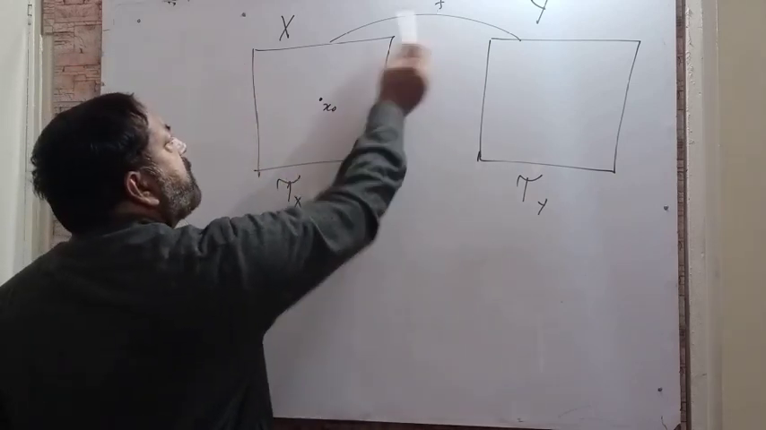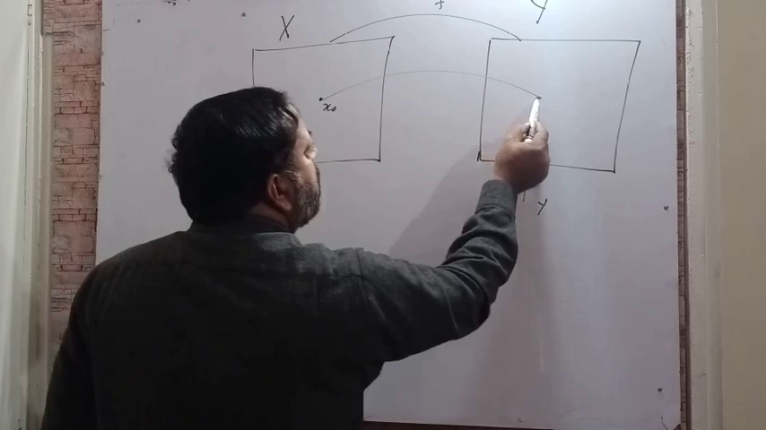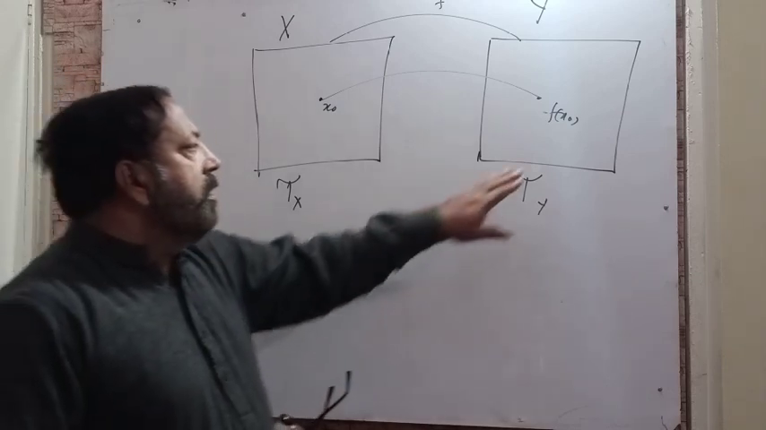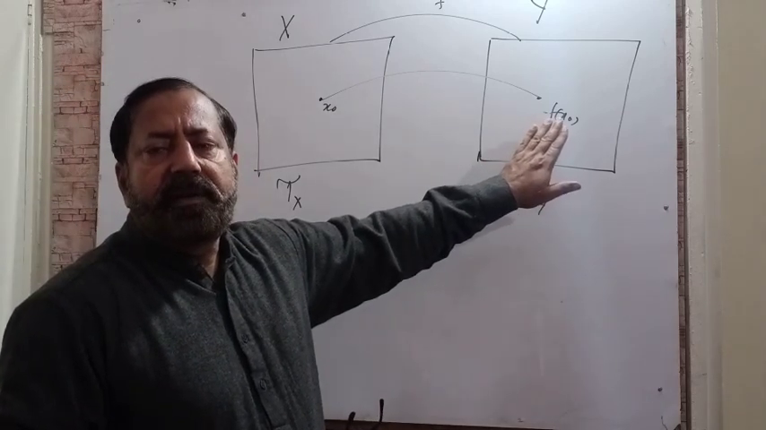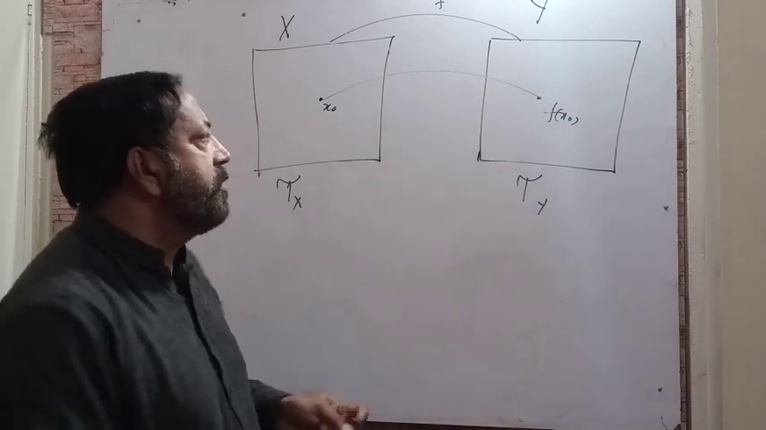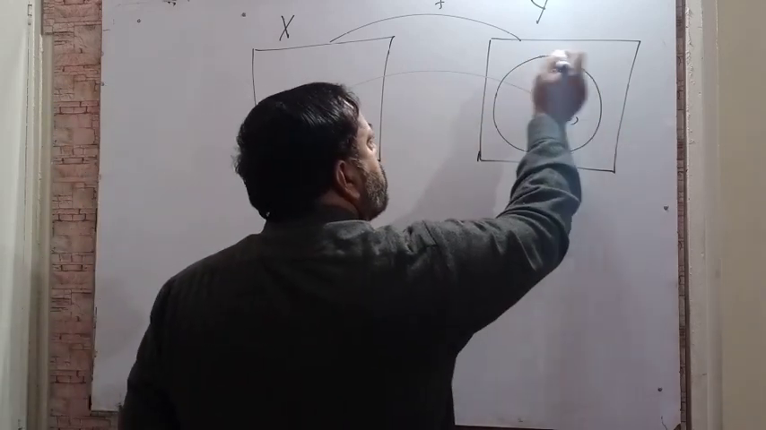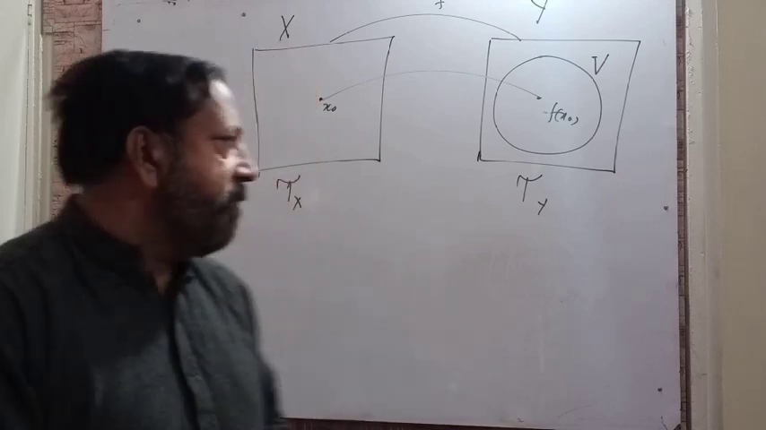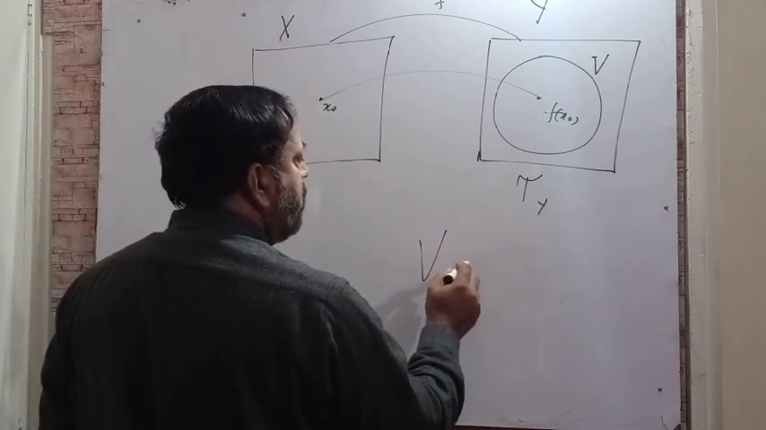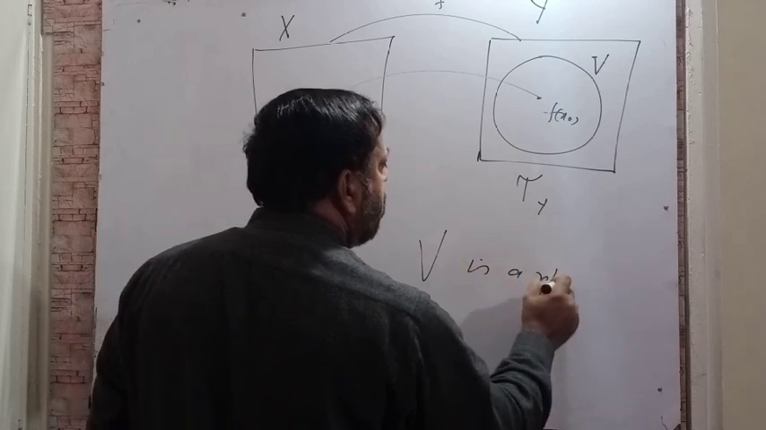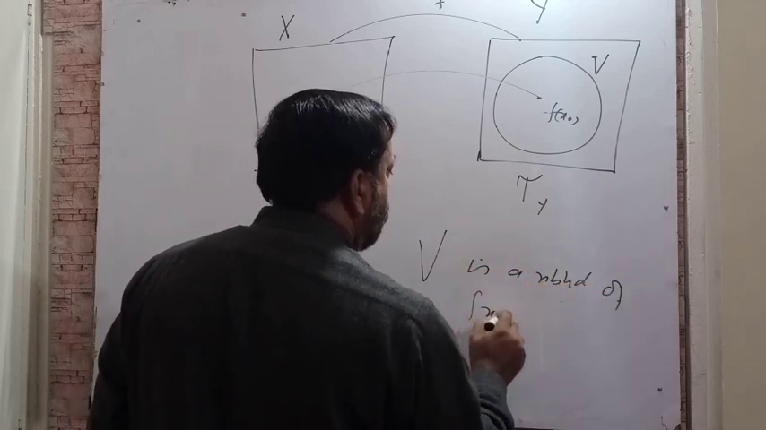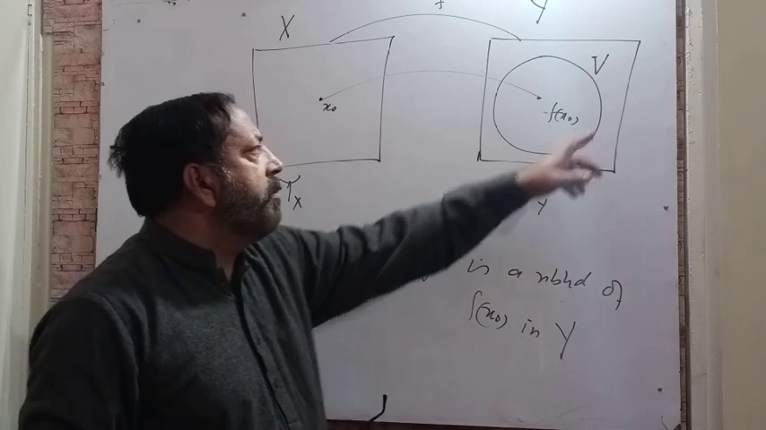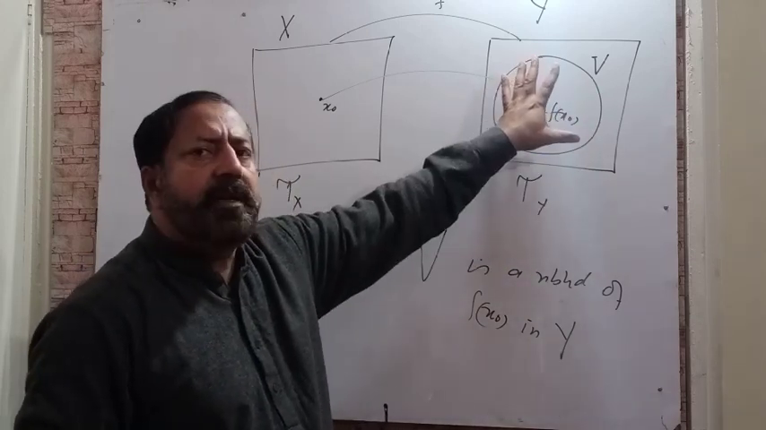So certainly if f is a function from X to Y, then under f, x naught has the image f(x naught). The idea is we will find a neighborhood of f(x naught) in Y. Suppose you have this neighborhood V. So V is a neighborhood of f(x naught) in Y. So first you will find a neighborhood V of f(x naught) in Y.